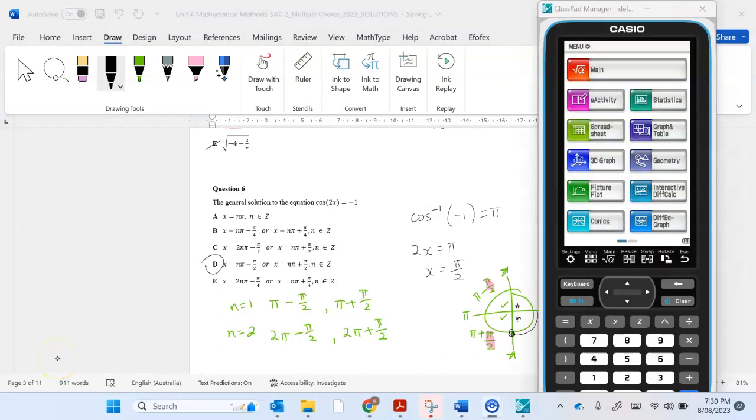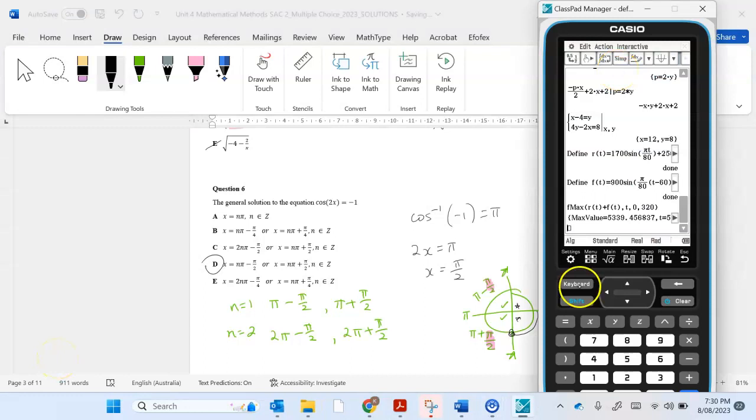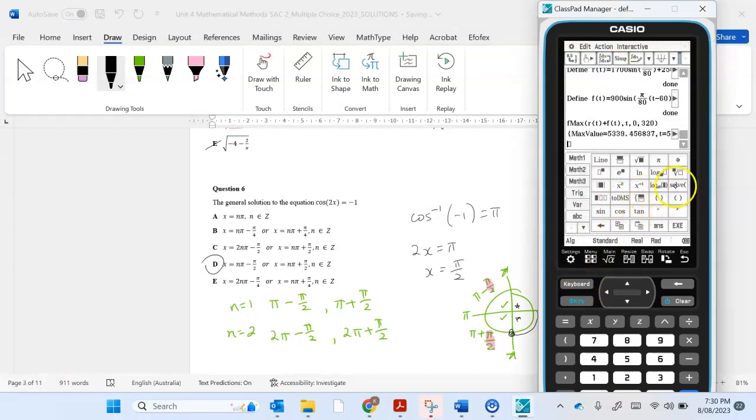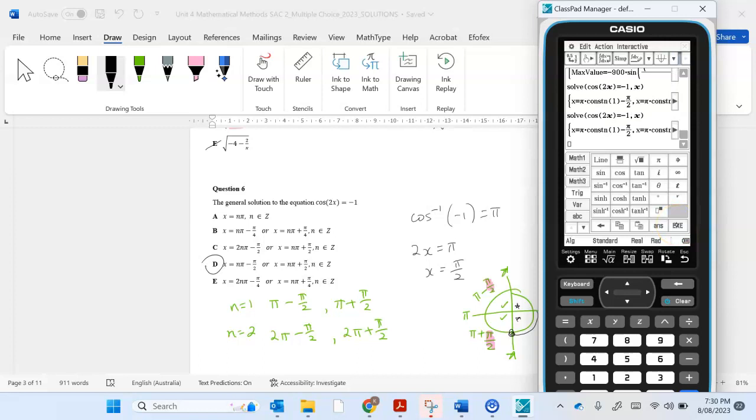All right, so I just opened it up again. Let's go to solve, and we're doing a trig. Just quickly do it. Cos 2x equals, I can't get the sign. Yes, -1, comma x. And just make sure we're in radians, yes. All right, now it's thinking. It's probably going to disappear. Oh, there we go. Pressed it twice.